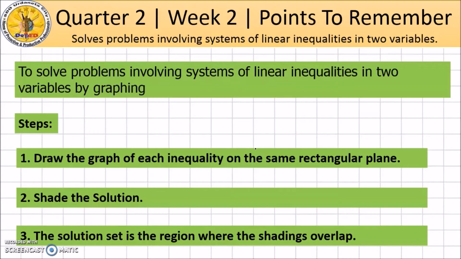Now, to solve problems involving systems of linear inequalities in two variables by graphing, we have the following steps. Number 1, draw the graph of each inequality on the same rectangular plane. But take note, we have to review how to graph a linear inequality. Second, shade the solution. And for the third, the solution set is the region where the shadings overlap.